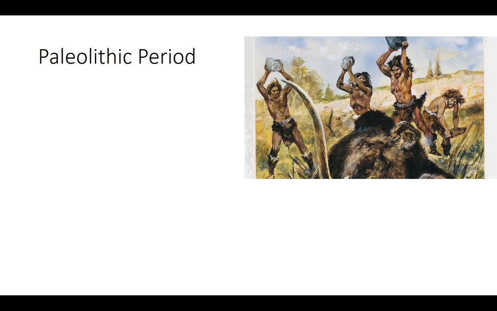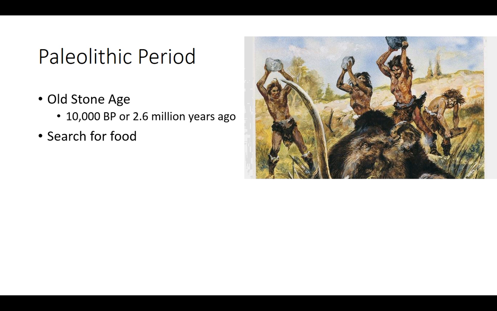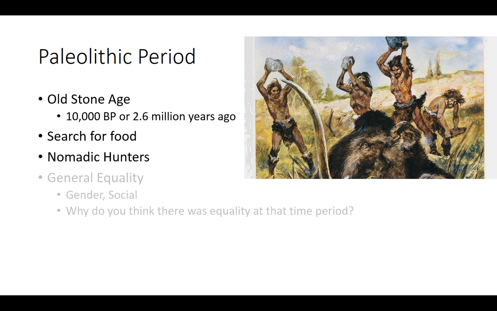Okay, then we get to the Paleolithic period. The Paleolithic period is known as the Old Stone Age and exists about 2.6 million years ago. During the Paleolithic period, they're noted for purely looking for food. That's what their existence was, a constant search for food. They were what's known as nomadic hunters, nomadic meaning they were moving and mobile, and they moved from area to area, constantly looking for food. In general, the society was very equal.